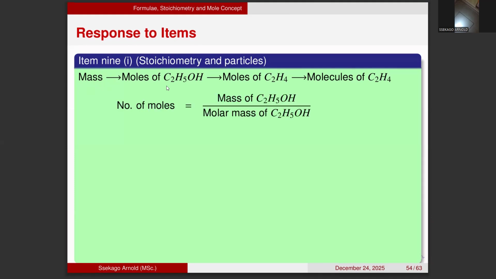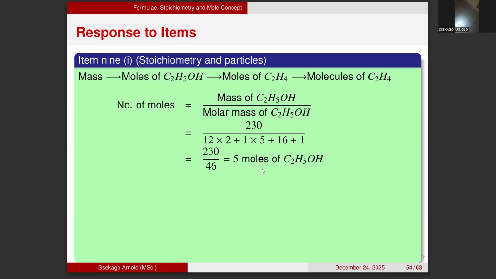Number of moles is equal to mass of ethanol over molar mass of ethanol. The mass of ethanol provided is 230 grams over molar mass. We calculate molar mass. C is 12, but there are 2 of them, so 12 times 2, plus H is 1, but there are 5 of them, 1 times 5, plus capital O 16, plus 1. So this gives 230 over 46, and computing this, we obtain 5 moles of ethanol.